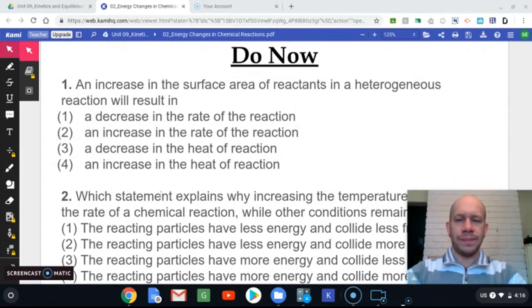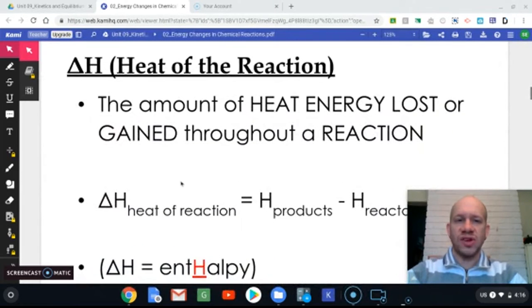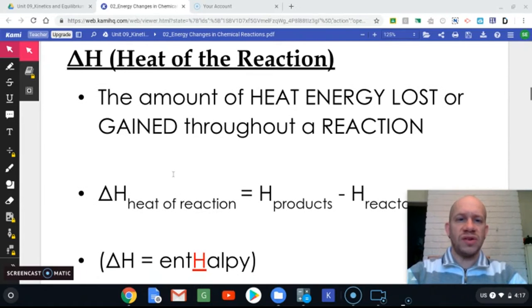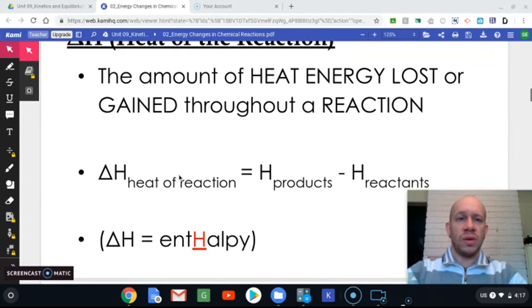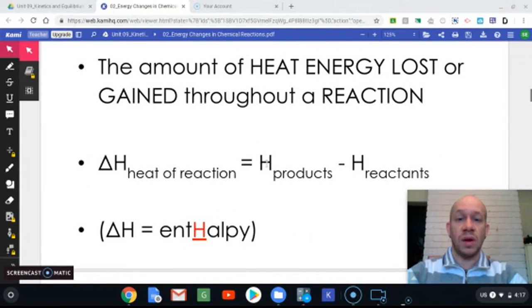Do now. So delta H is defined as the heat of the reaction. This is a little bit of a review from our heat unit, thermochemistry. The amount of heat energy lost or gained throughout a reaction. The way we calculate the heat of the reaction is the H of the products minus the H of the reactants. It's always products minus reactants. Delta H stands for enthalpy, and that H is where that enthalpy comes from. Enthalpy is another word for heat.